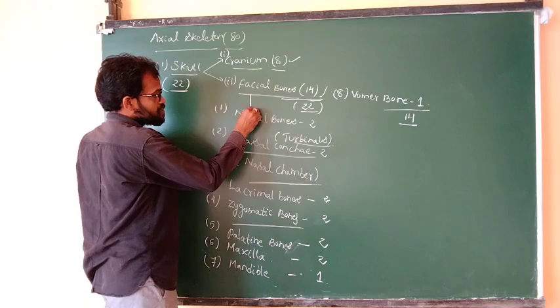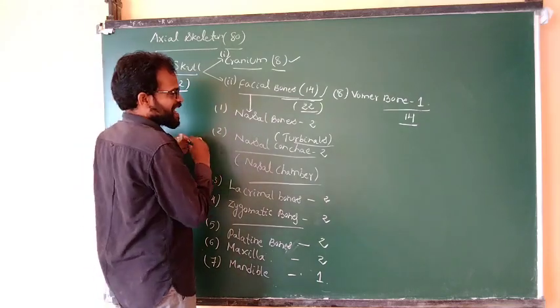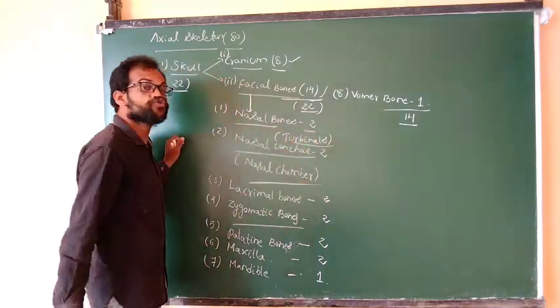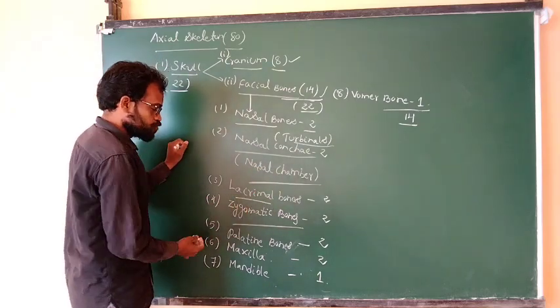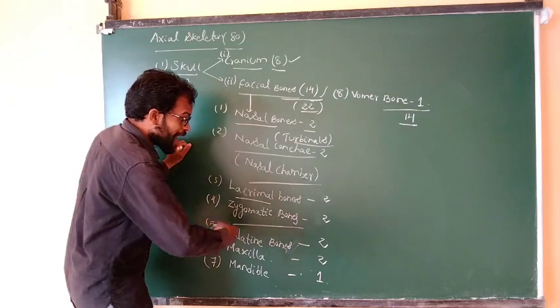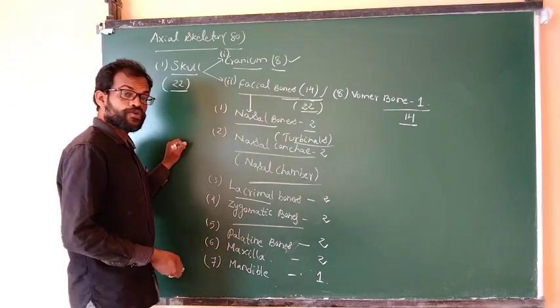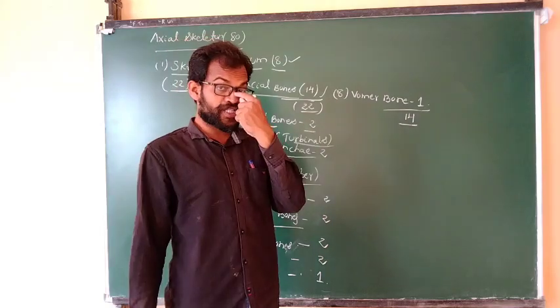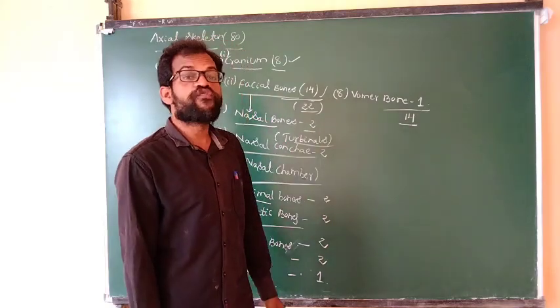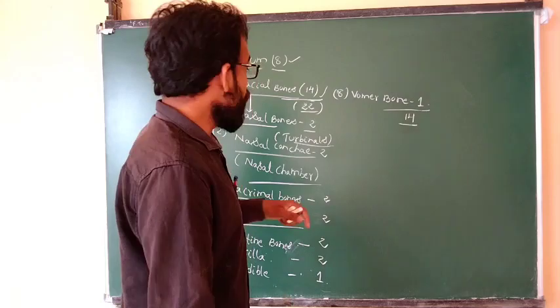What are the facial bones? 14 bones. Nasal bones, how many? 2. Next, nasal concha, 2. Lacrimal bones, 2. Zygomatic bones, 2. Palatine bones, 2. Maxilla bones, 2. Mandible bone, 1. Vomer bone, 1. That makes 14 facial bones.